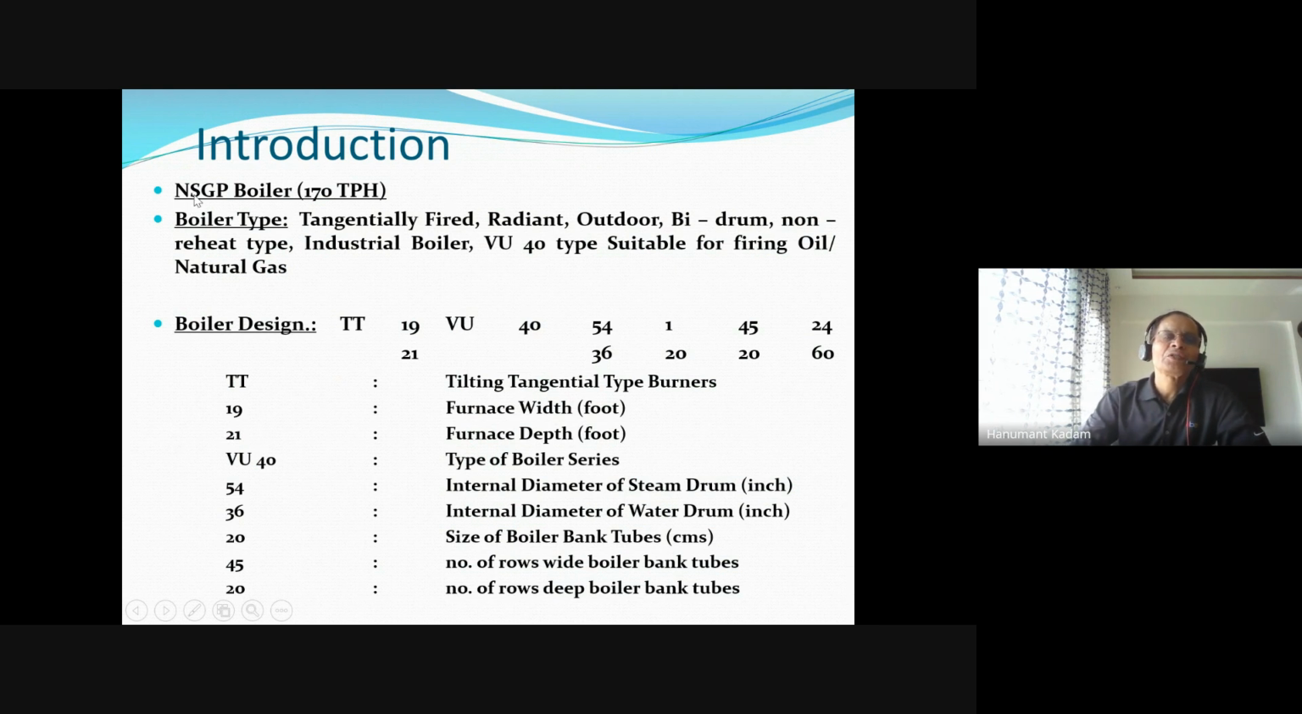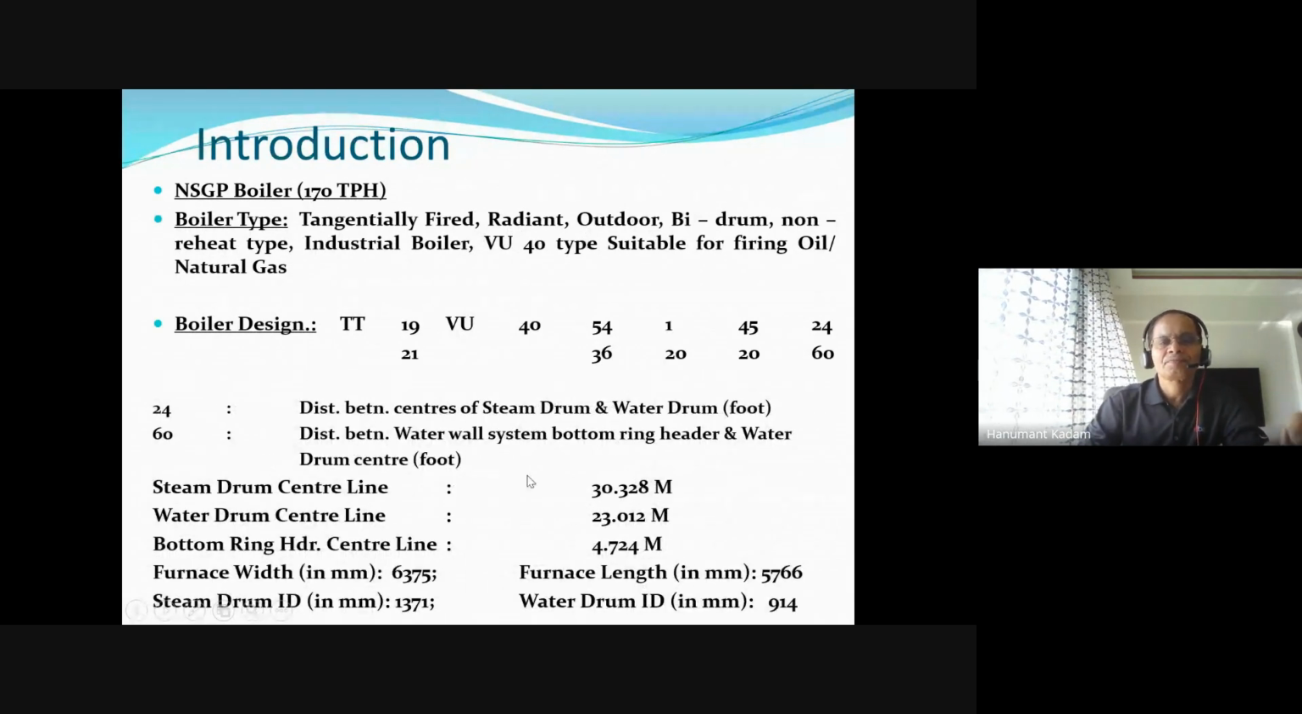New steam generation means this is a boiler actually, a steam generation plant, which has a capacity, as I told, of 170 tons per hour, tangentially fired, radiant, outdoor. This I have mentioned. So this is the capacity, mechanical capacity.